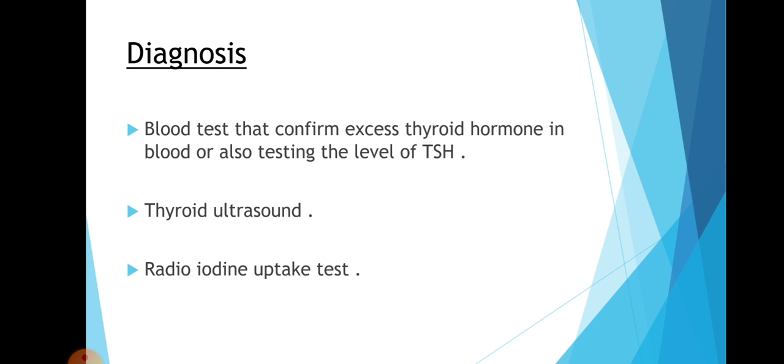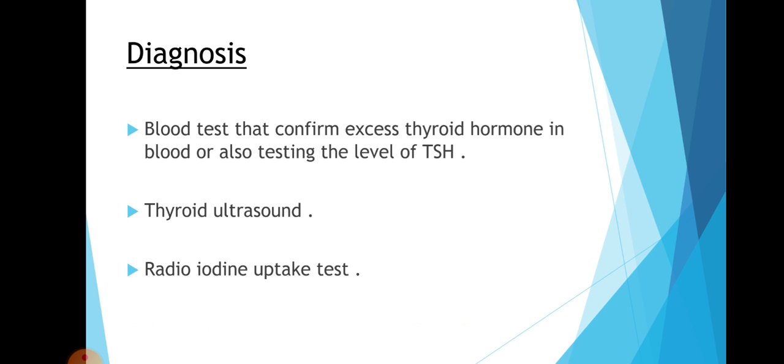Now what is the diagnosis? So a blood test is performed to confirm hyperthyroidism by measuring the level of thyroid hormone in the blood, as well as measuring the level of TSH. If it is due to Graves disease, then the TSH level will be decreased, because in Graves disease the antibodies are attached to the TSH receptors and they are regulating more production of thyroid hormone. So the TSH level will be reduced.